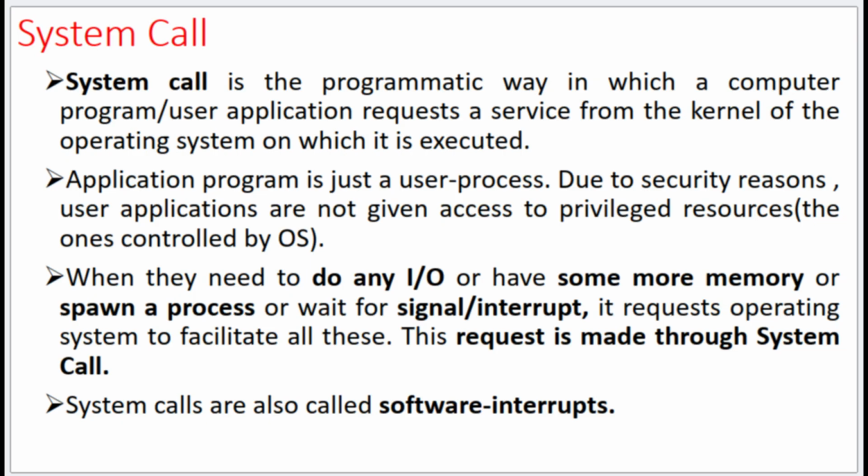When they need to do any I/O, have some more memory, or spawn a process, they request the operating system to facilitate all these. This request is made through a system call. System calls are also called software interrupts.